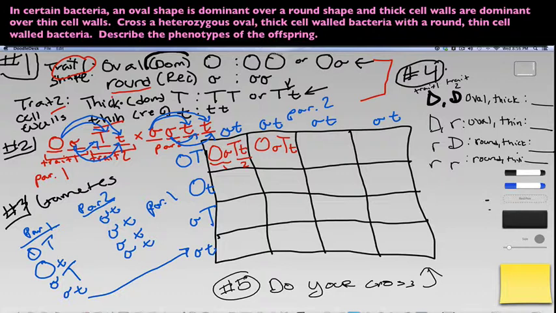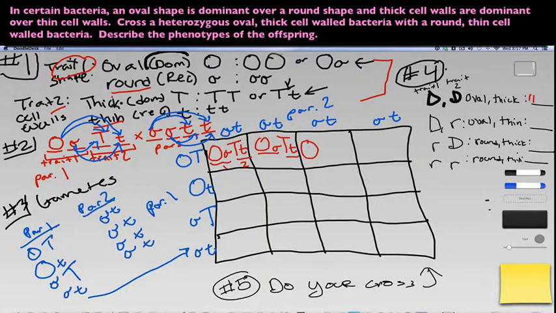This is big O, little o. This is heterozygous dominant for both traits. That means we're going to be dominant, dominant. We should put a little tally mark here. Then we come over here, same thing. Heterozygous dominant, dominant, dominant. Put another tally mark over here.